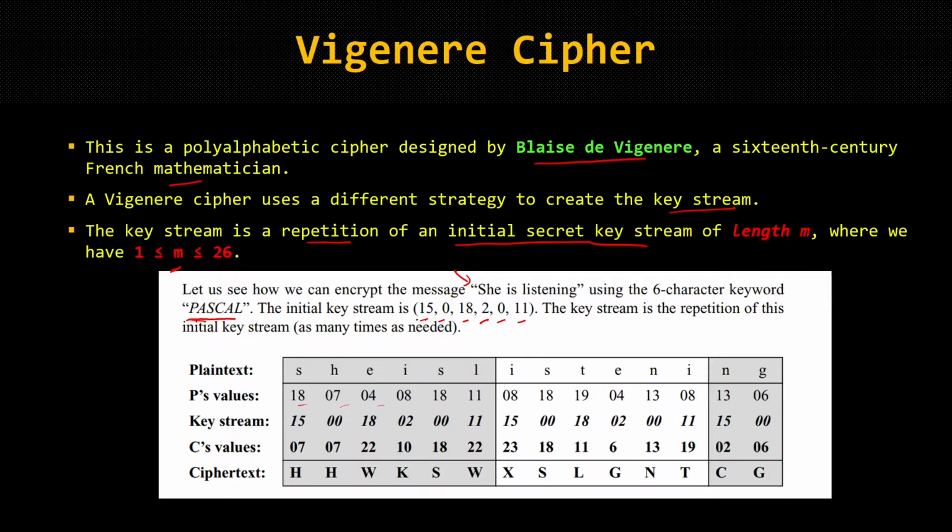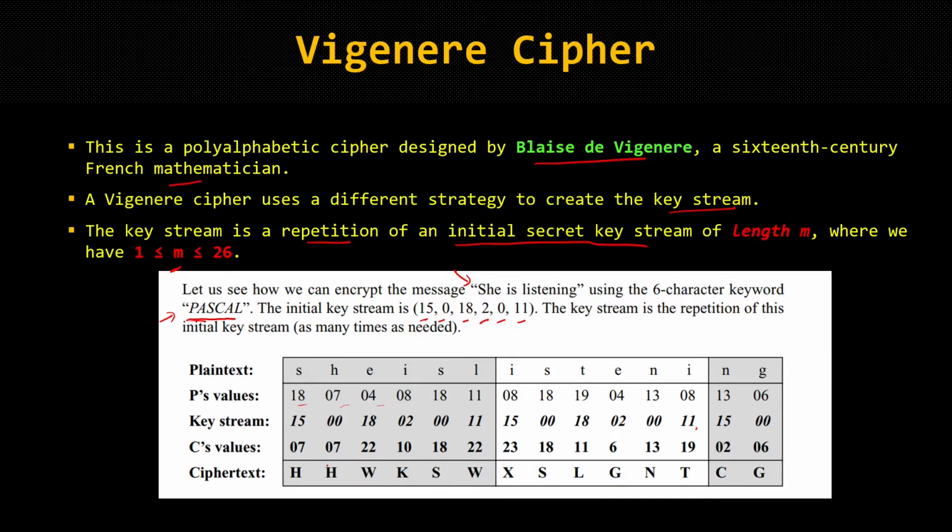Now the key that we are given is Pascal, and Pascal generates this key stream, 15, 0, 18, 2, 0, 11. This is the representation of Pascal, right? Now you write it here firstly. After writing it down, you will start writing it again. After you have finished the key stream, you will start the key stream again from the beginning. That is what it means, a repetition of the initial key stream.